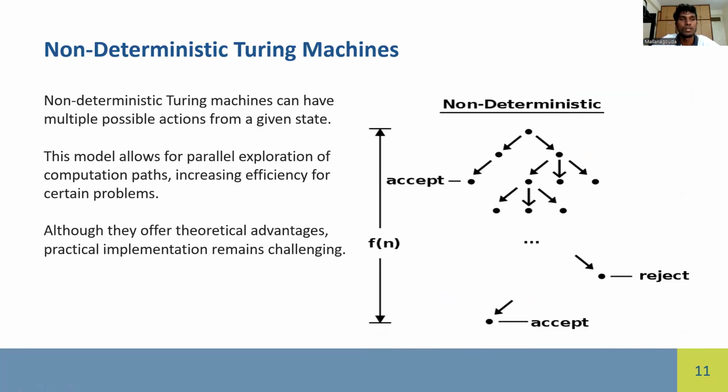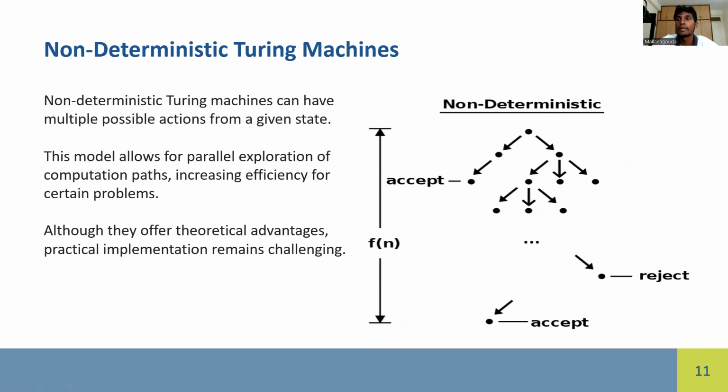Non-deterministic Turing machines. Non-deterministic Turing machines can have multiple possible actions from a given state. This model allows for parallel exploration of computation paths, increasing efficiency for certain problems. Although they offer theoretical advantages, practical implementations remain a challenge.